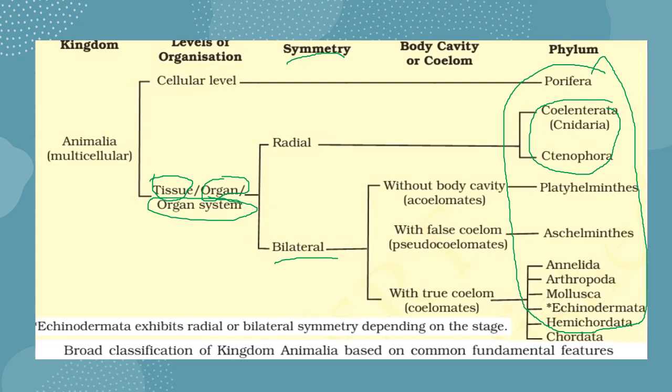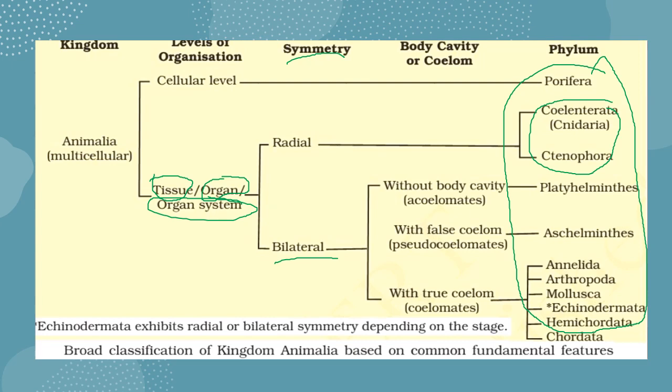Bi means two and lateral means side. So if you can divide the organism into two equal parts, then it is called bilateral. Consider the examples of human beings, a frog or a dog: you can cut them along the middle axis and get two equal halves, and that is what we call bilateral. Then comes radial.